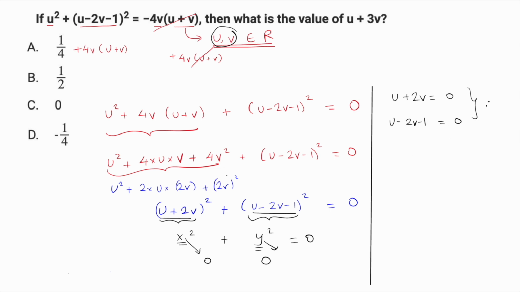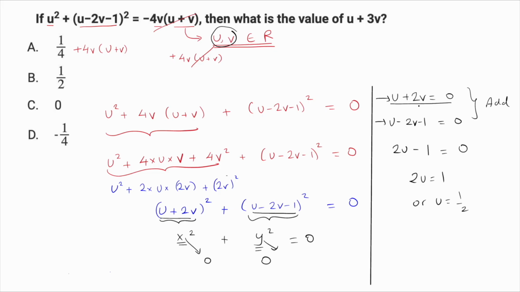We just add these two equations. We get u plus u is 2u. 2v minus 2v will be cancelled. Minus 1 will be as it is. 0 plus 0 is 0. 2u minus 1 is 0. I have 2u is equal to 1, adding 1 to both sides, or u is simply equal to 1 by 2. This value of u I could substitute in any of these two equations.